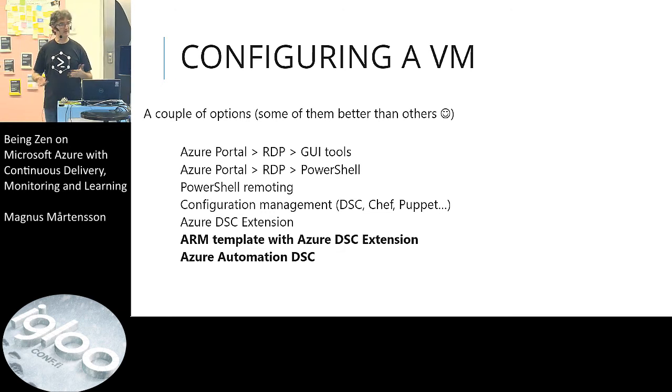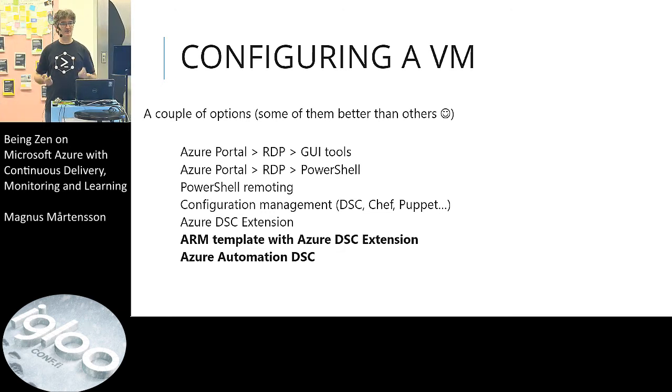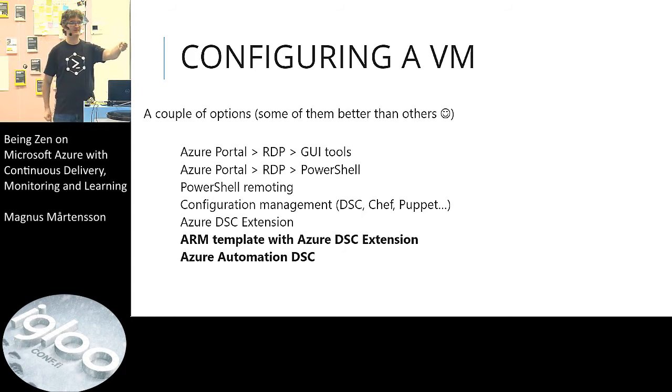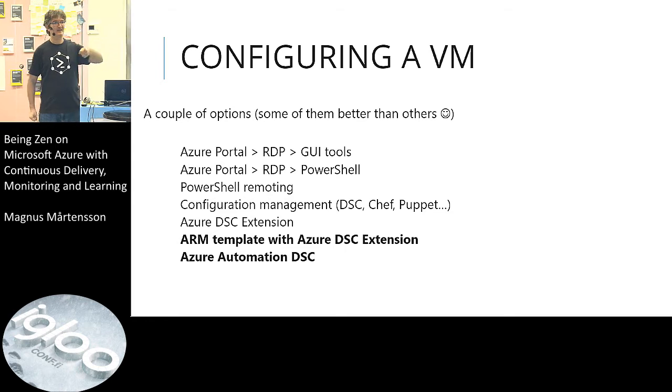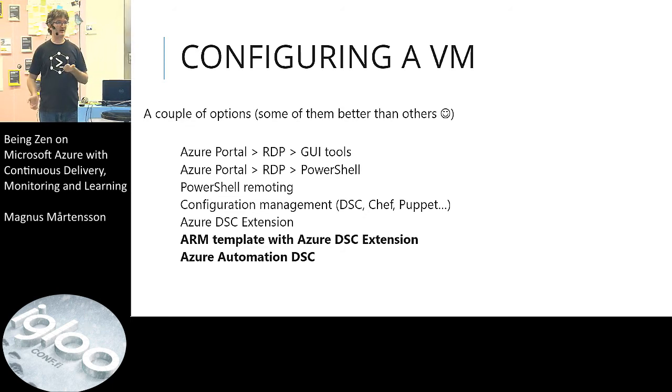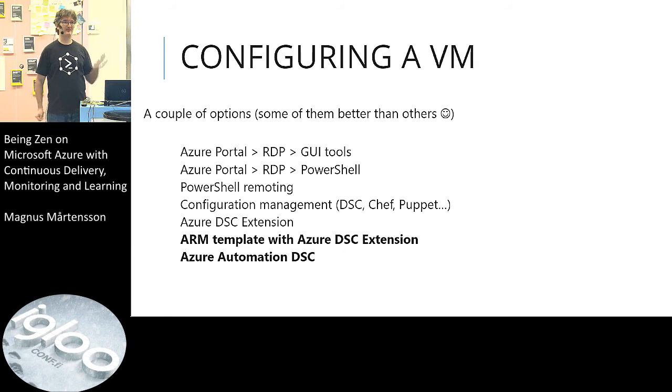So here still, let me show you what people usually do. They use Azure Portal to create a VM, then they use RDP to connect to that VM, and then they use some GUI tools to configure it, right? This is something that we see a lot. What's the problem with that approach? It's not scalable at all, right? You need to do that for every single VM. You need to repeat all those steps.